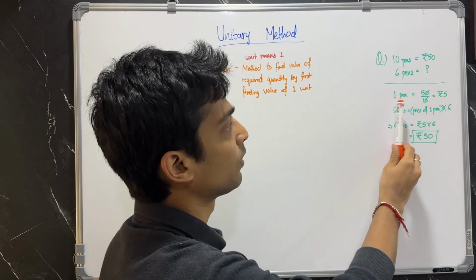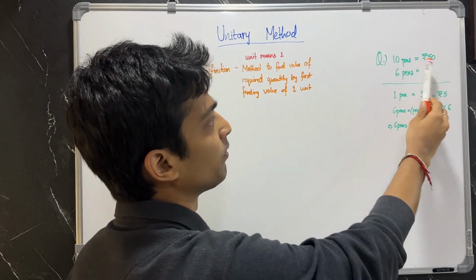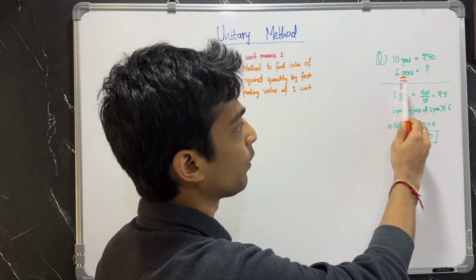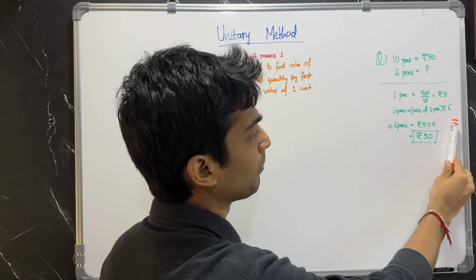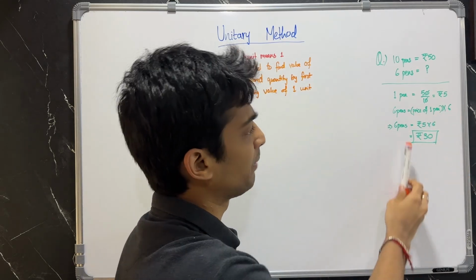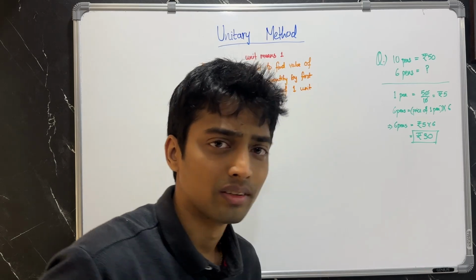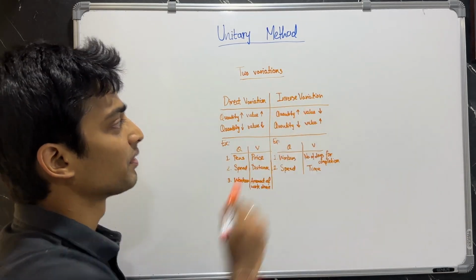So first we calculated price of 1 pen. Price of 1 pen would be 50 divided by 10, we get 5 rupees. Then value of the required quantity 6 pens is price of 1 pen multiplied by 6. So 6 pens will be 5 into 6, so 30 rupees. This is unitary method. There are two variations for this, direct variation and inverse variation.